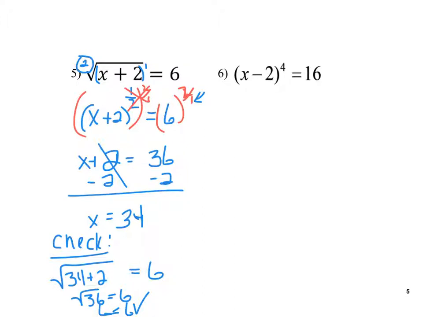All right, let's solve this one. Remember, what is being raised to the 4th power? These parentheses mean this whole thing is being raised to the 4th power. So it's isolated. We're all set. So all I have to do is flip my exponent. 1/4. Remember, the reciprocal of 4 is 1/4.